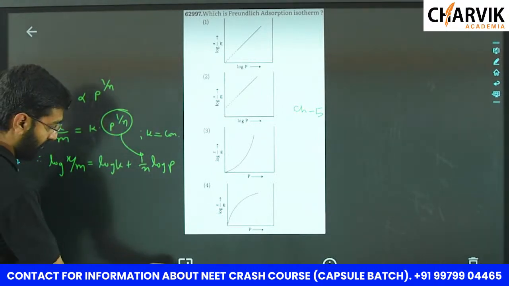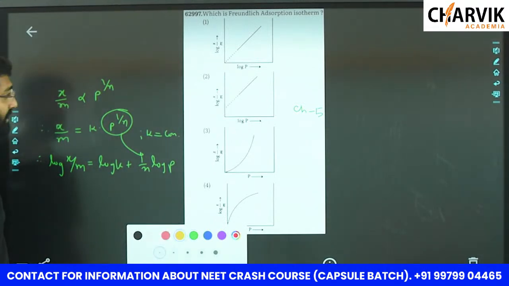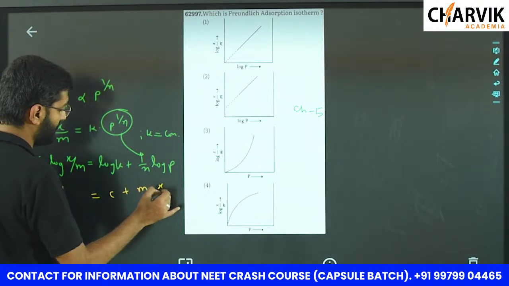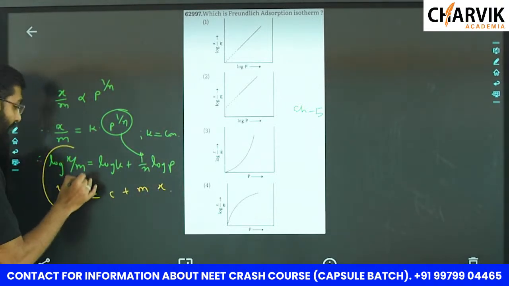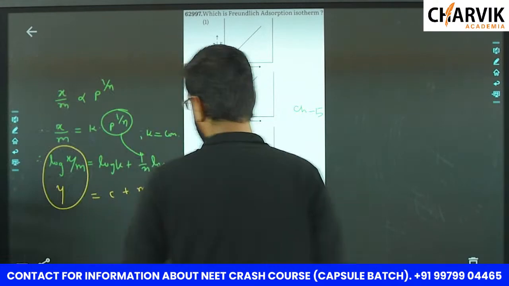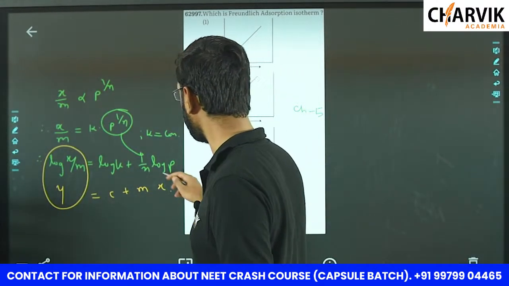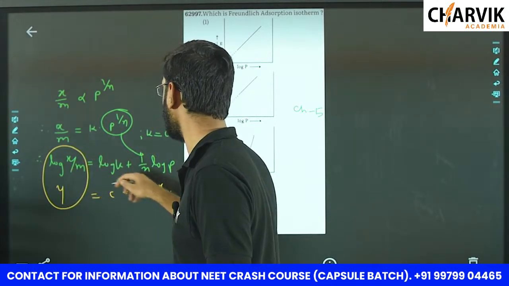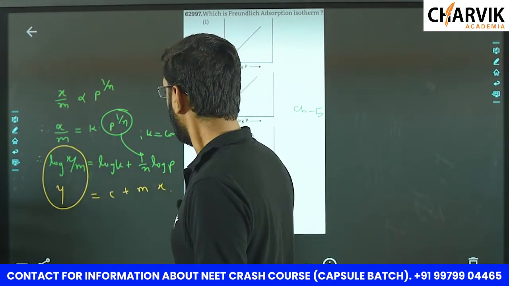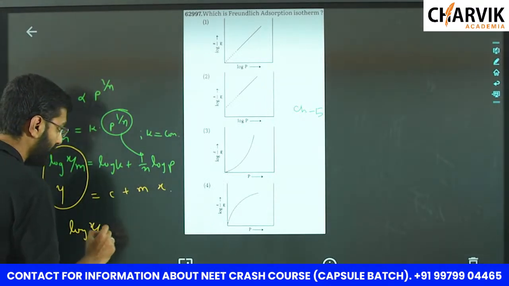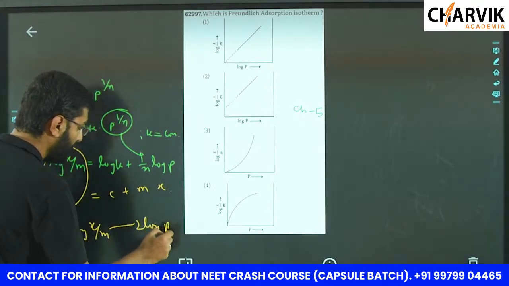Okay, now compare this equation to y equals mx plus c, right? On the y-axis, log x by m is present. So our graph is log x by m versus log p. Our graph must be log x by m versus log p.